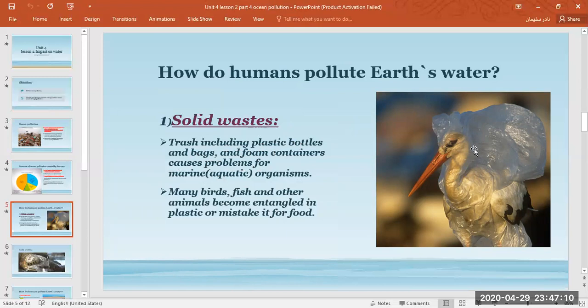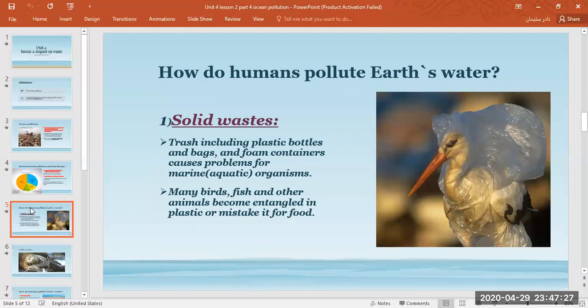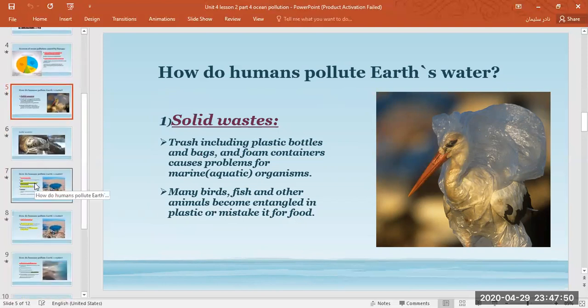How? Many birds, as you see here, fish or other animals become entangled in the plastic or mistake it for food. Look here, this turtle, it thought that this is food. So this is so dangerous for aquatic animals because most of them become entangled in plastic. Look, the plastic is on its body. They become entangled within plastic. Okay, so solid waste are very dangerous. They affect the water. They affect the aquatic organisms that live in water and cause pollution. Let's speak more about solid wastes.